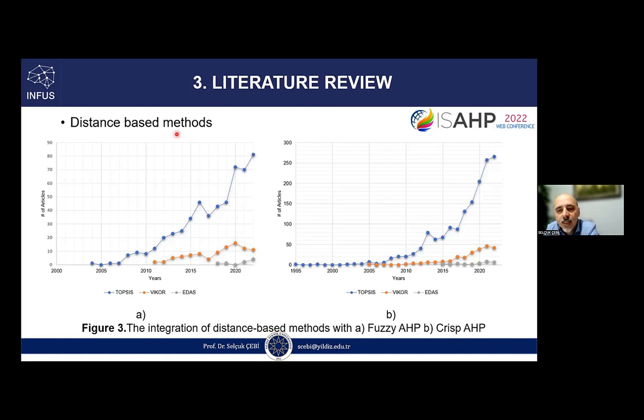According to distance-based methods, the TOPSIS method is the most integrated with both crisp and fuzzy AHP. It is revealed that this integration has been drastically increasing after 2008 for both fuzzy AHP and classical AHP. And also, we can see that the number of classical AHP studies is bigger than fuzzy AHP studies.